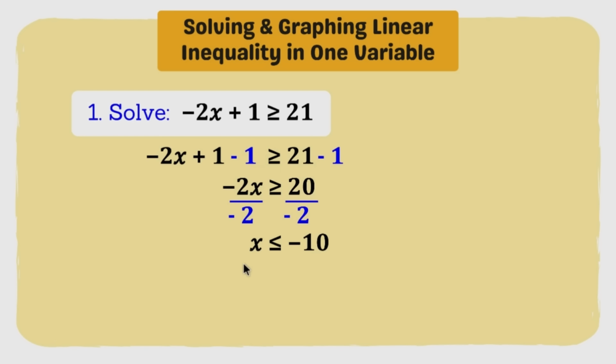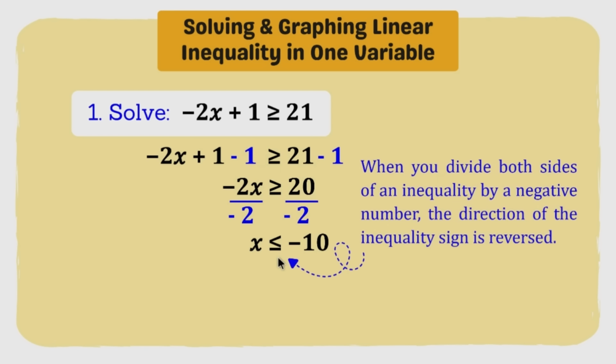So, meron po ba kayong napapansin sa mga symbols natin? Meron bang naiba? Yes, meron pong nag-change. Meron po tayong changes dito sa ating inequality. Why? Because when you divide both sides of an inequality by a negative number, the direction of the inequality sign is reversed. So, instead of greater than or equal, naging less than or equal na po siya. Okay? Take note of that. Now let's go to the graphing part.